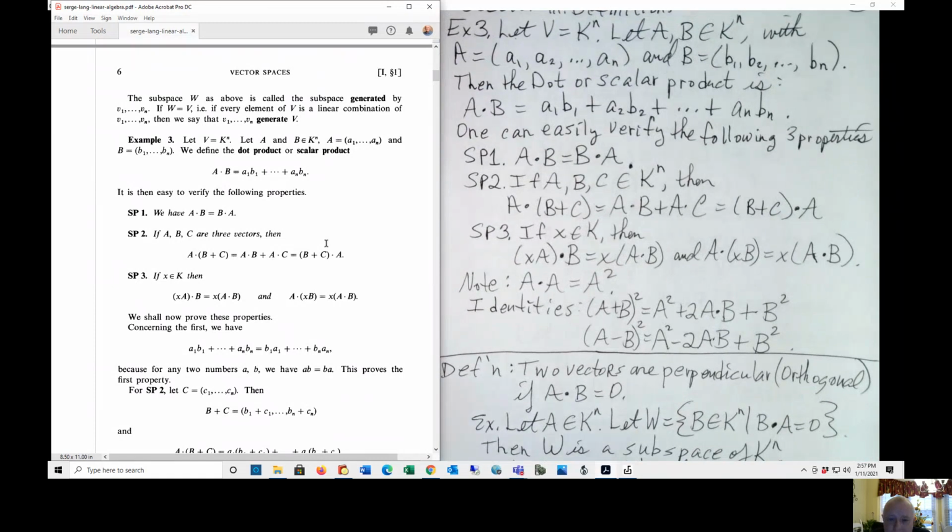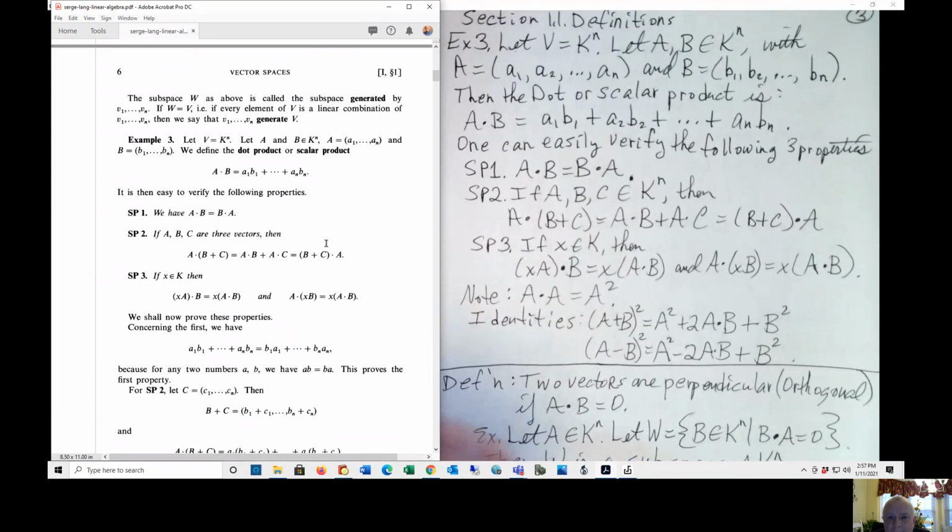And of course, you studied dot products in Calculus 3 in the context of 3 dimensions. Of course, the definition is the same, whether it's 2 dimensions, 3 dimensions, or n dimensions. And so here's my example, example 3. Let V be Kn, let A and B be two vectors in Kn that look like A1 through An and little b1 through little b sub n.